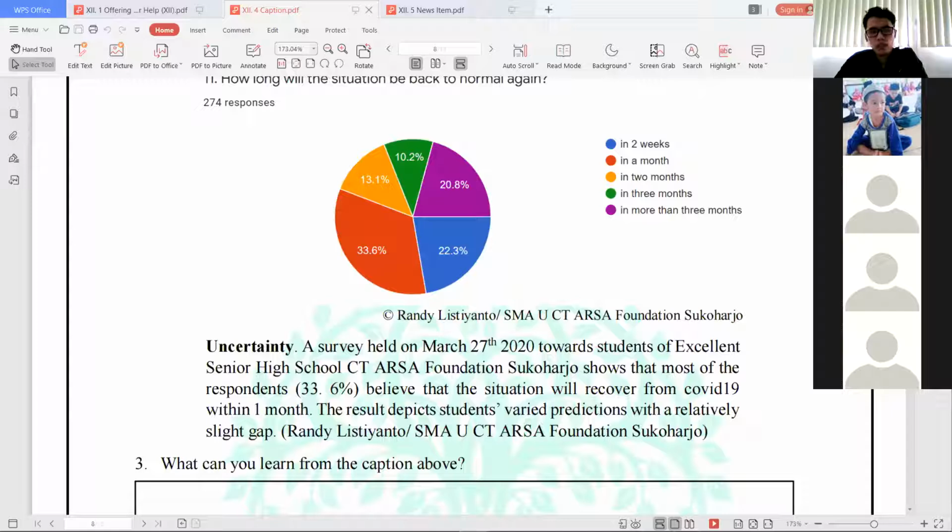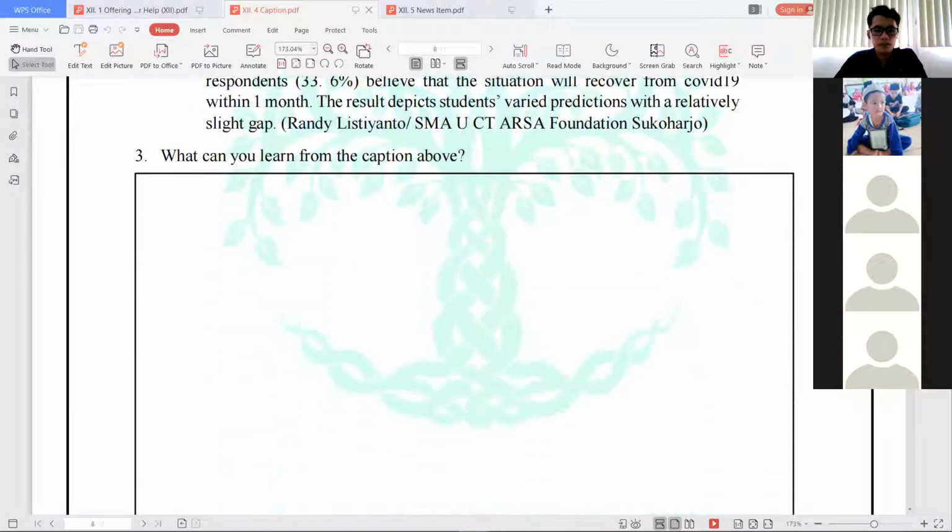This is an example of a caption used to explain a graph. In this case, it is a pie chart. So you give additional brief information to make sure that the audience does not misunderstand the graph.